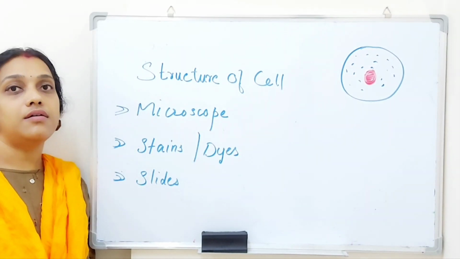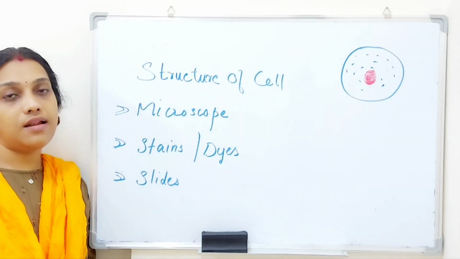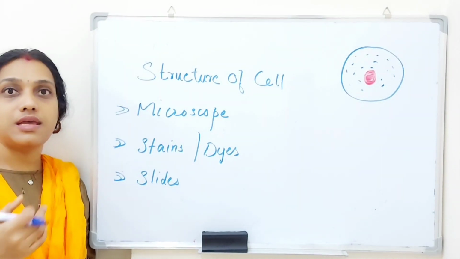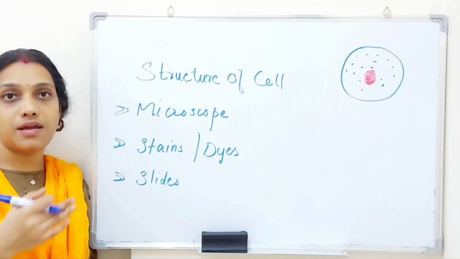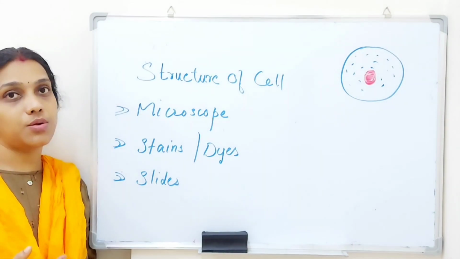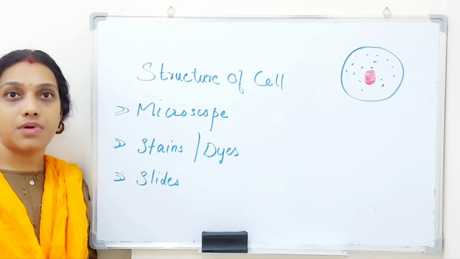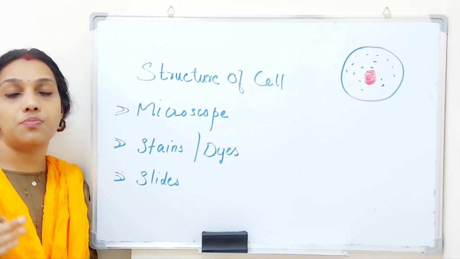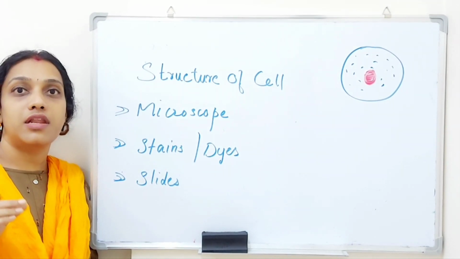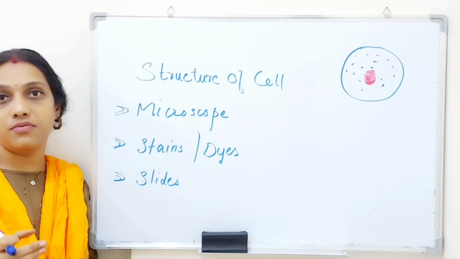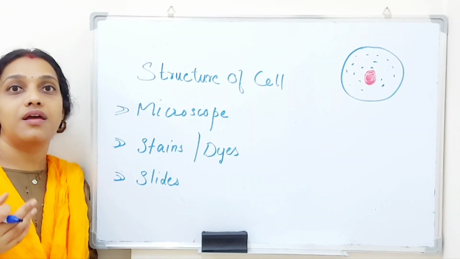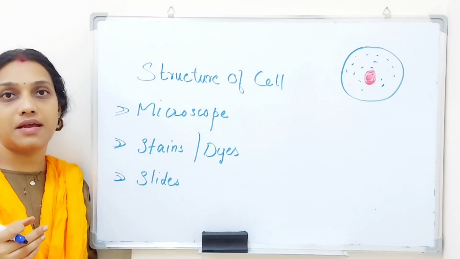So in order to study the detailed structure of a cell, we need a few things. First thing is a microscope. Then second we need stains or dyes, and the third one is slides. Now we'll see what is a microscope. What is a microscope? A microscope is an optical device that is used to see a very small object in a magnified way. Magnification is the principle behind microscopes, and how it is possible we will explain with the diagram.